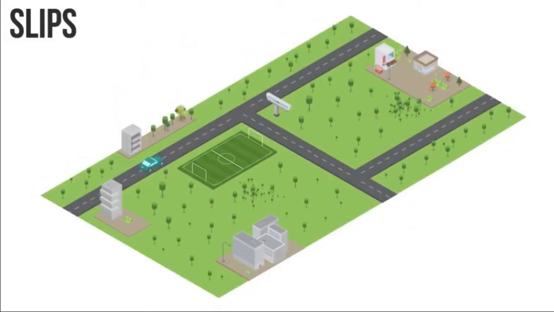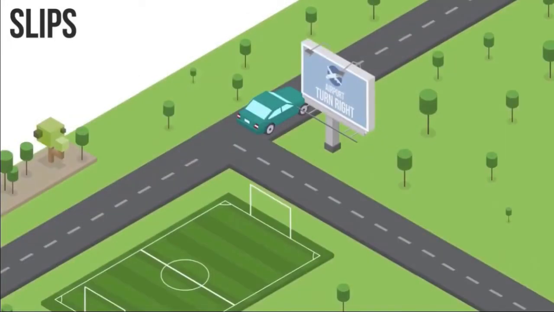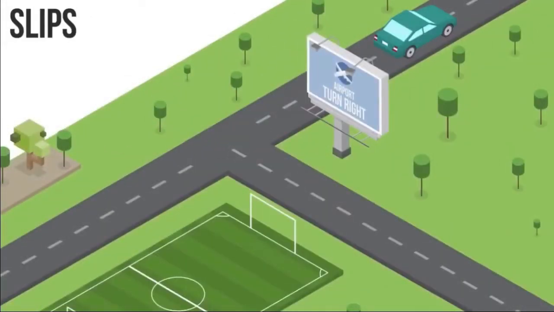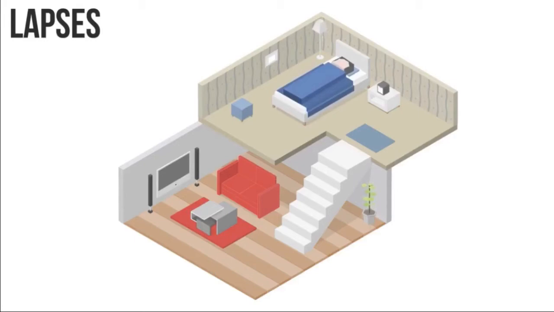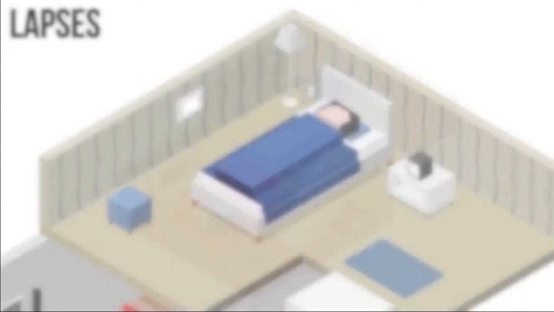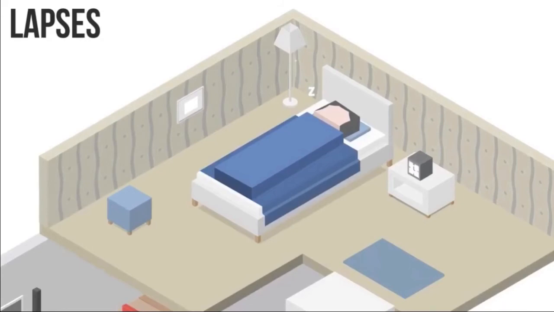What are slips? It occurs when a correct plan was made but incorrectly executed. For example, you meant to drive to the airport, but due to mental or physical disturbance, you went the wrong way. What are lapses? Lapses occur when a step of the plan is omitted or forgotten. For example, you meant to set the alarm but forgot and you overslept.